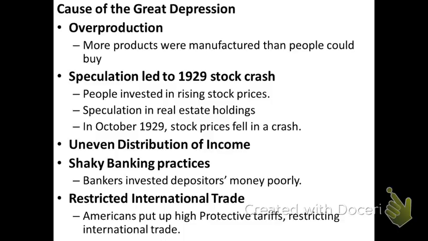Okay, let's begin with our first slide here. The causes of the Great Depression. It should be the causes of the Great Depression. There we go. And let's take a look at them. First, real quickly, and then go back and look at each one in more depth. We have number 1, overproduction. Number 2, speculation. Number 3, uneven distribution of wealth. Number 4, shaky business practices. And our last one, restricted international trade. Those are the causes of the Great Depression.